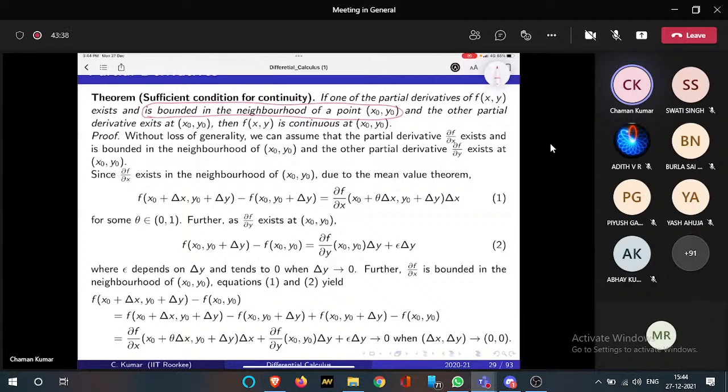So somehow there is a control on the function in the neighborhood of the point x0, y0. With this intuition, one can imagine that the function may be continuous, and it will turn out that the function is indeed continuous. So if you want to find a sufficient condition for continuity of the function, you must impose at least one property in the neighborhood of the point. This condition is boundedness in the neighborhood around the point x0, y0.